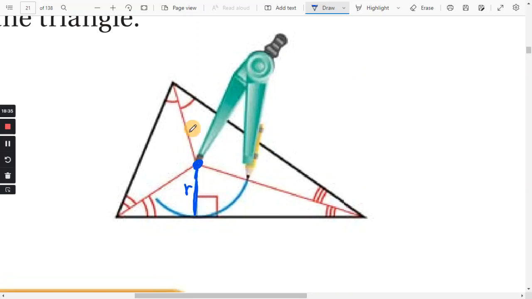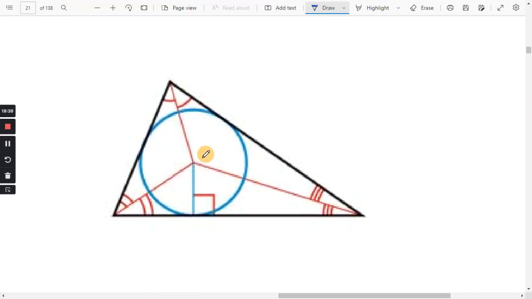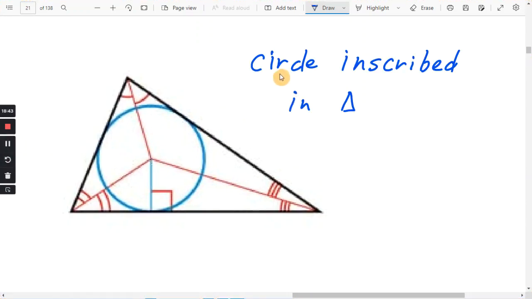All right, and if you draw the circle, this is what it would look like. So right here, the circle is inscribed in the triangle. Okay, you can see this was the point, the incenter where they all meet, and this is the circle. See, it just touches each side of the triangle.